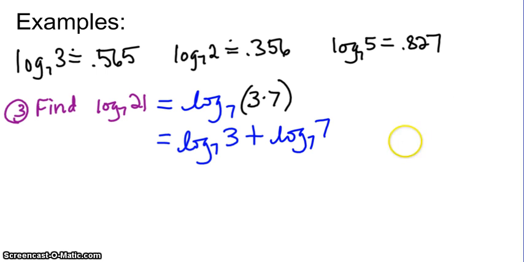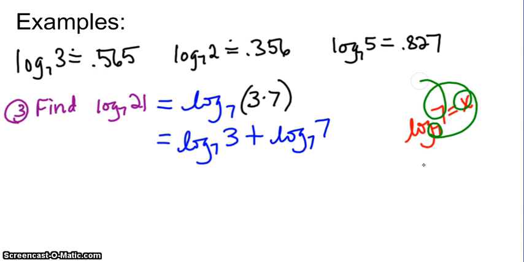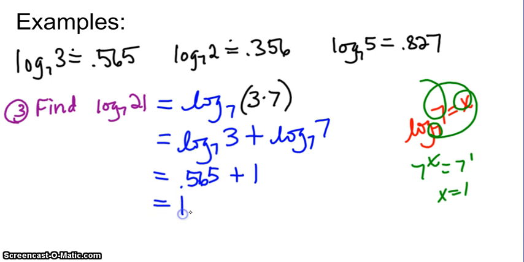And do you remember this? I'm going to write this over on the side. This was in the last set of notes. If I set that equal to x, then I would have 7 to the x equals 7. Well, there's got to be a 1 there, so x would have to be 1. So this is 1. So now I have 0.565 plus 1 is equal to 1.565.